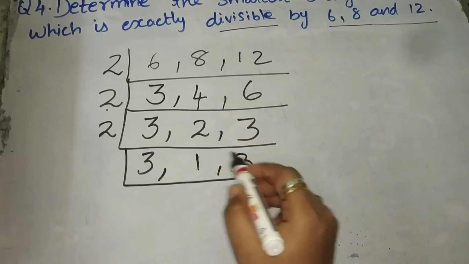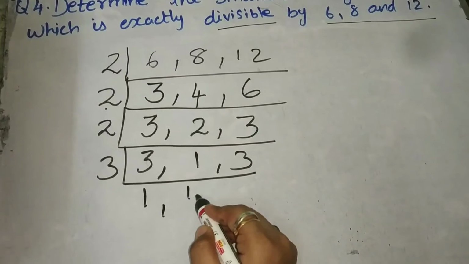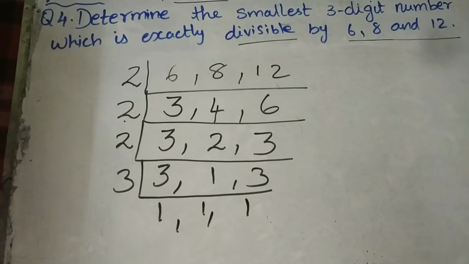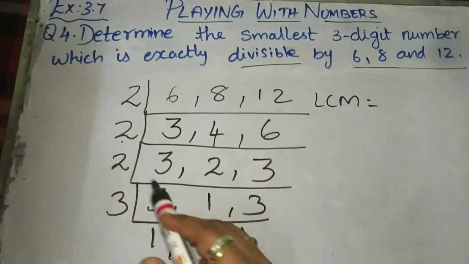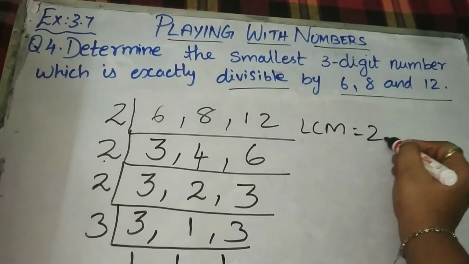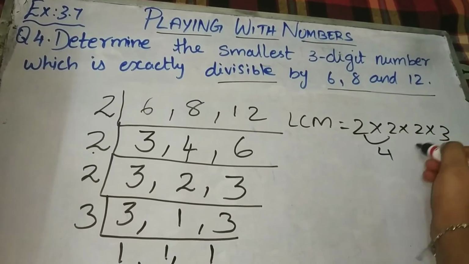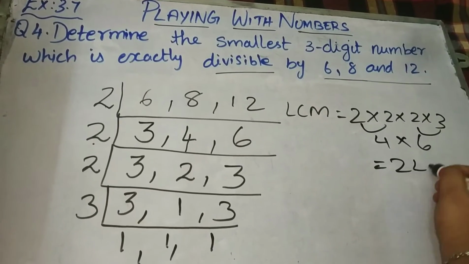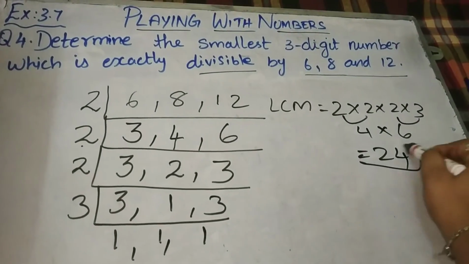Then what I have to do? I will divide by 3. 3 1s are 3. 1 I will write it here. 3 1s are 3. So now I complete the LCM part. Find out the LCM. So how many 2s are there? 2 into 2 into 2 into 3. 2 2s are 4, 2 3s are 6. So 4 6s are 24. So what I got as the LCM here, the lowest common multiple, is 24.